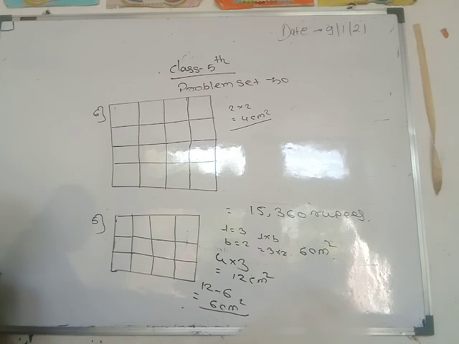Then here problem set 50 is completed. Here the whole chapter on perimeter and area is completed. In homework you complete this problem set 50.